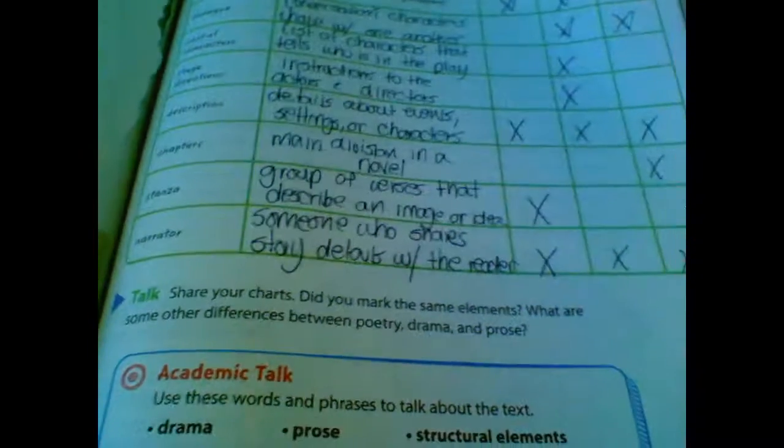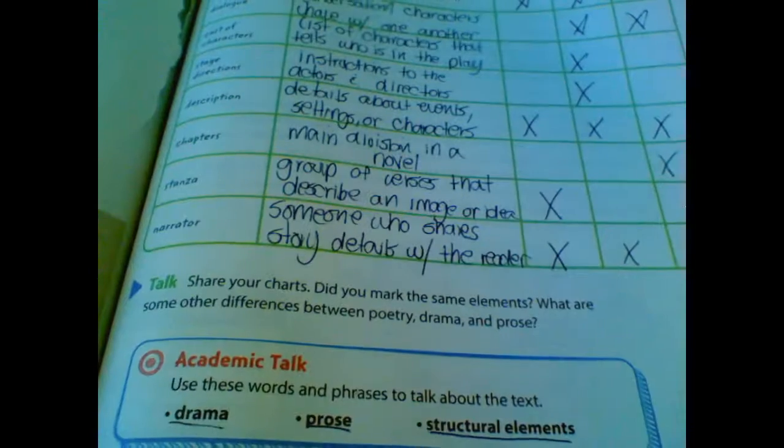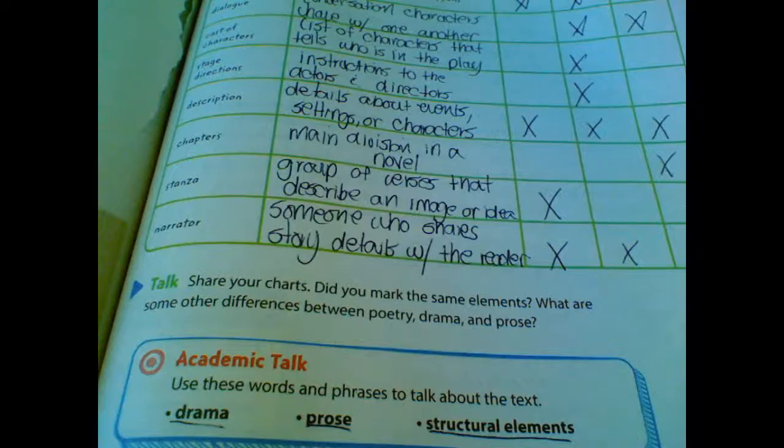All right, use these words and phrases to talk about the text. These are some words we're going to look at. We're going to have this week: drama, prose, structural elements. So you're going to hear those a lot this week. That's your academic talk. Okay, so this took care of the first part of the lesson, the introduction.